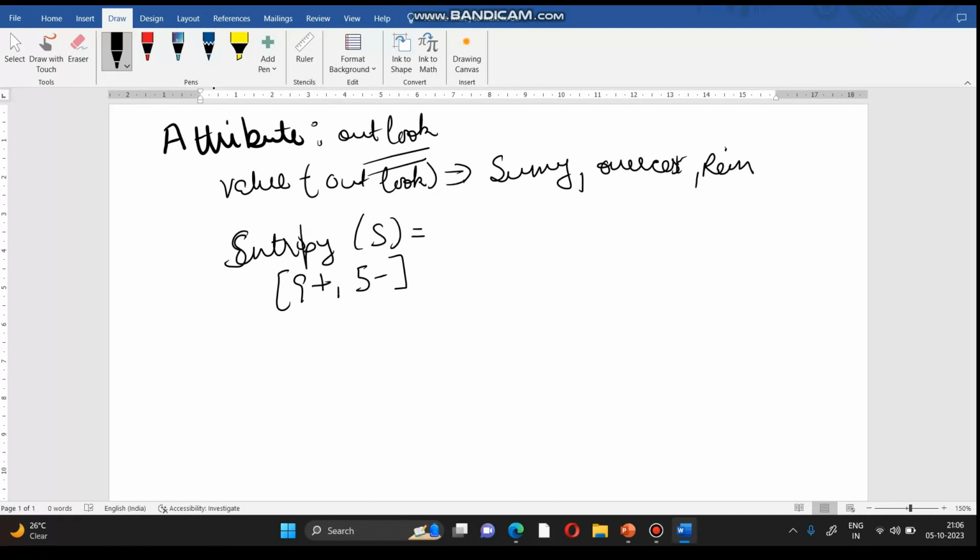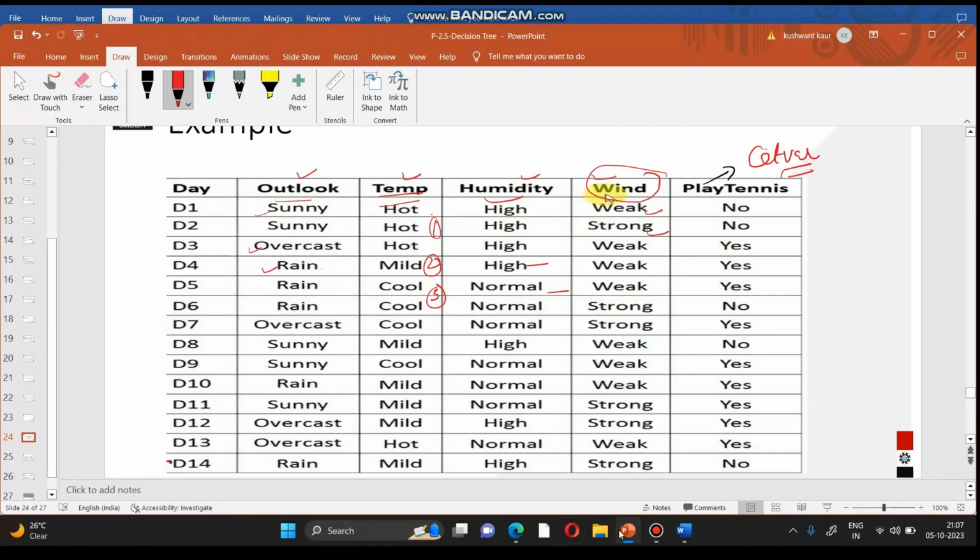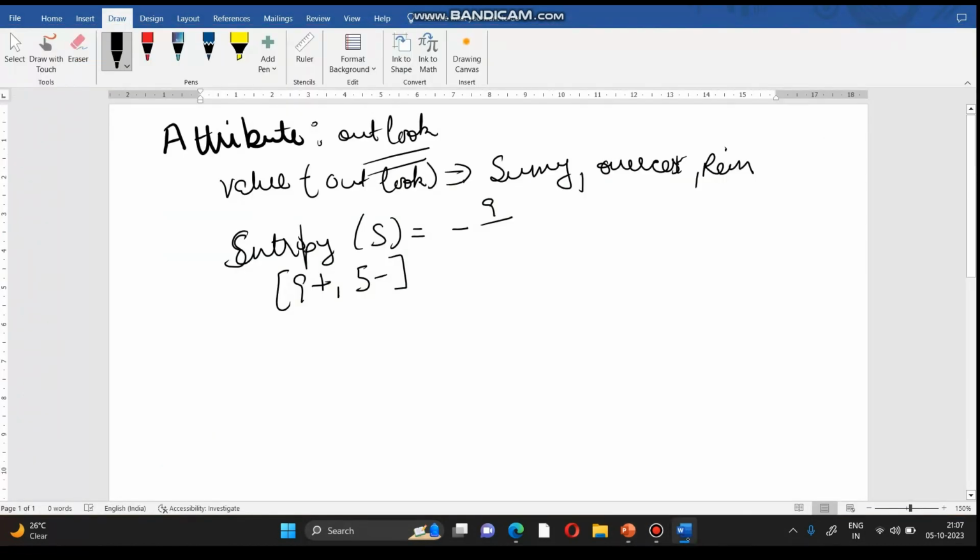Now, how will we calculate this entropy of S? Minus, we know, positive values divided by total values. As we can see in this example, we have a total of 14 records. So it will be minus 9/14 log 2 9/14. Then put the sign of minus. Now calculate the entropy for the 5, that is minus 5/14 log 2 5/14.